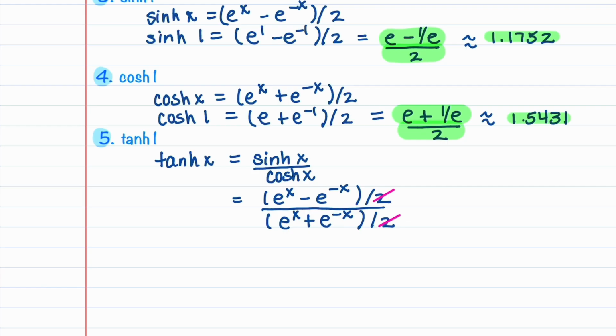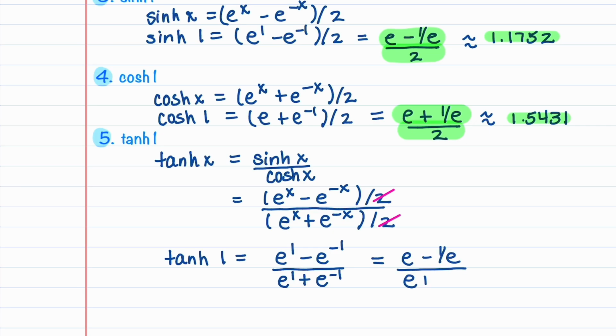And now we can go ahead and let x be equal to 1. So we have tanh of 1 is e to the 1 minus e to the minus 1, all divided by e to the 1 plus e to the minus 1. We can write this a little nicer as e minus 1 over e, all divided by e plus 1 over e. And that is approximately 0.7616. Here is our exact answer, and then this is our approximate answer.